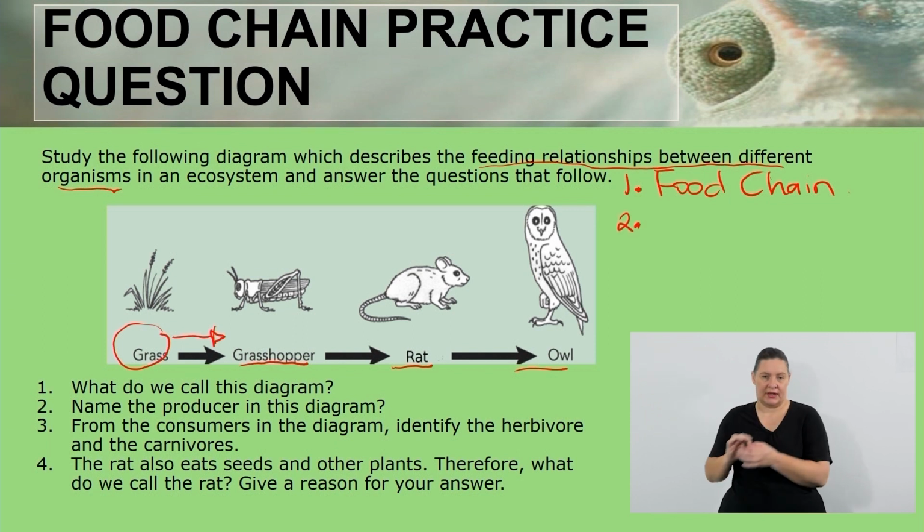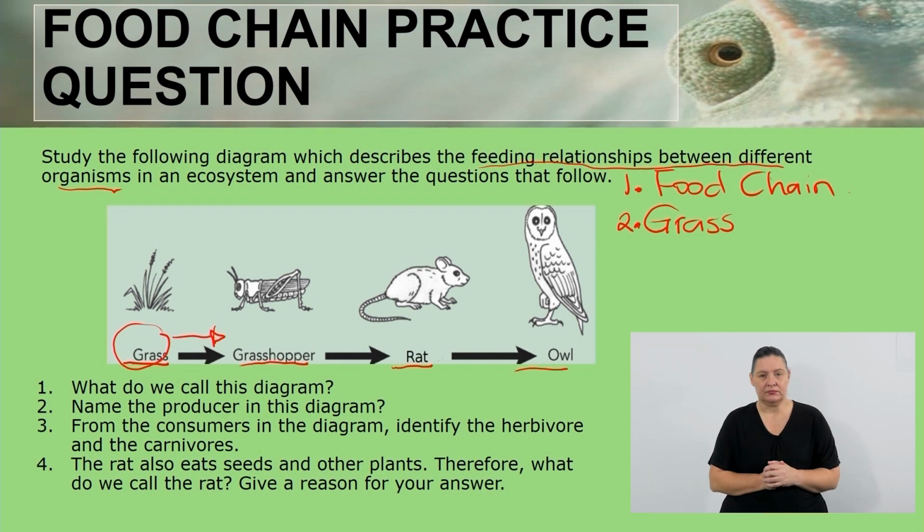Number 2 says, name the producer in this diagram. Right, so our producers are organisms that make their own food. In this case, it's the grass. Yes, I'm sure we all got that one. Right, number 3, from the consumers in the diagram, identify the herbivores and the carnivores. Herbivores, animals that eat plants. Carnivores, animals that eat meat from other animals.